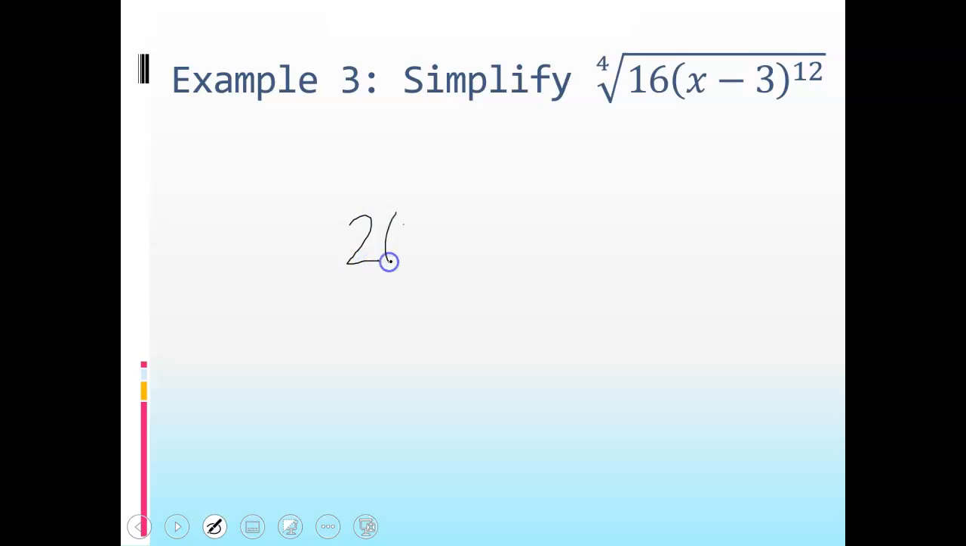Now you have a function, x minus 3. What's its power? 12. What's the rule? You take the power inside and you divide. But that's if it's a square root. This is a 4th root. So instead of dividing it by 2, you're going to divide it by 4. 12 divided by 4 is?